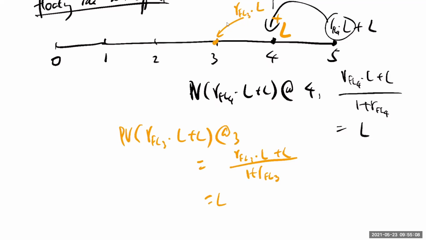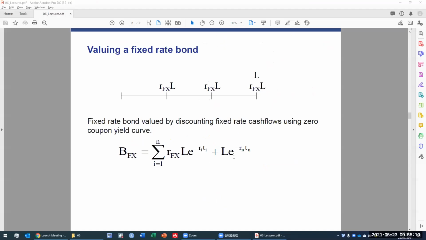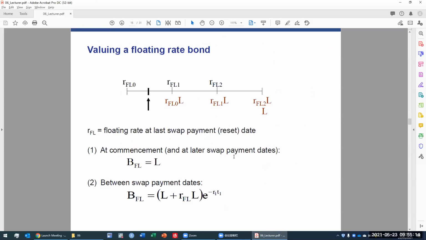Let me share the slides now. The fix is very easy. It's just L. So that shows you why the value of a floating rate bond at time 0 is L. But of course, what happens if it's not at time 0?